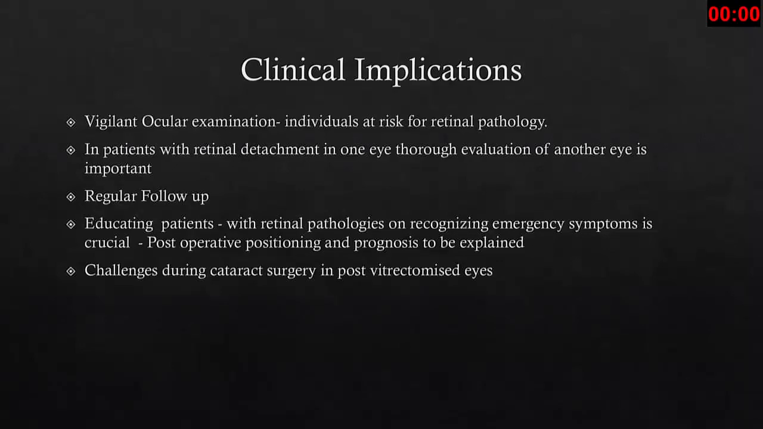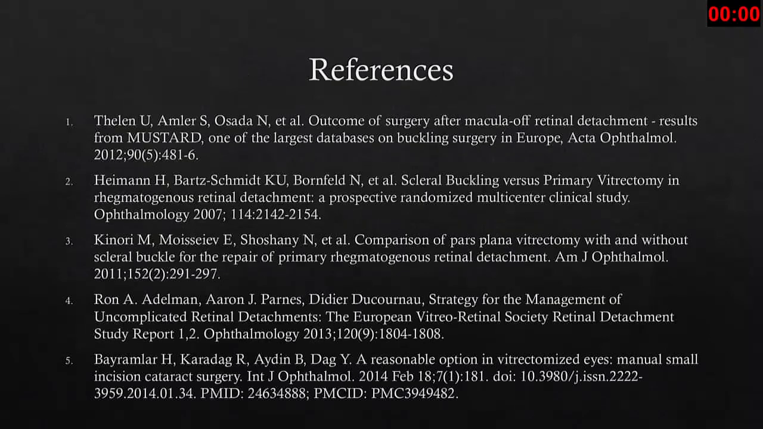So there should be vigilant ocular evaluation in patients at risk for retinal pathologies, and if there is retinal detachment in one eye, then a thorough evaluation of the periphery of the other eye should be done, and the patient should be counseled for regular follow-up. Patients with retinal pathologies should be explained the prognosis and post-operative positioning, and challenges during cataract surgery in post-vitrectomized eyes should be kept in mind. These are my references. Thank you.